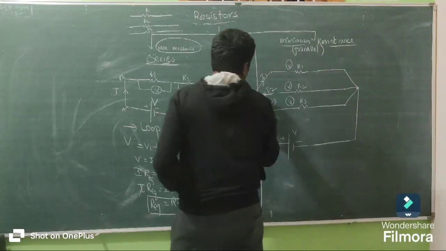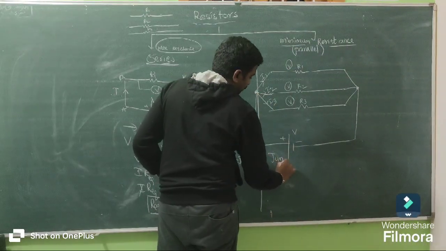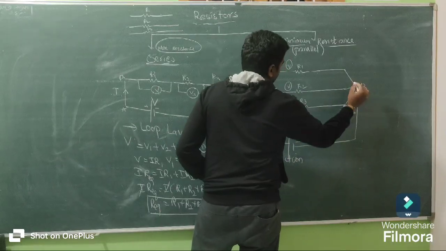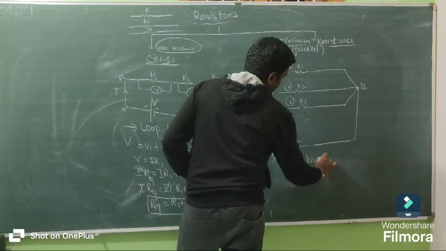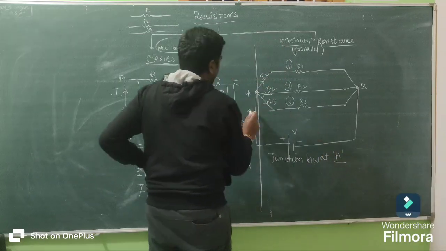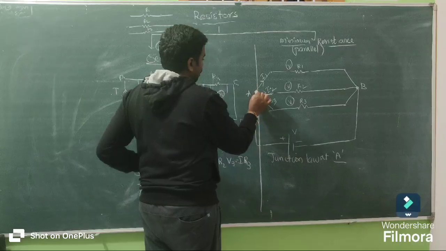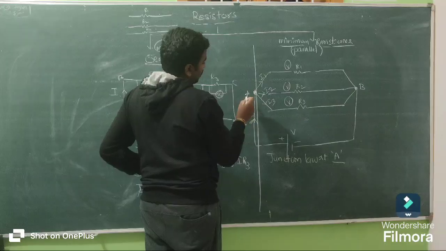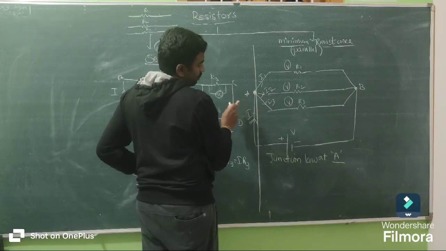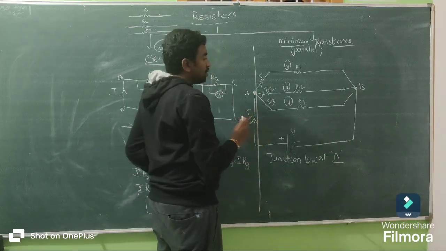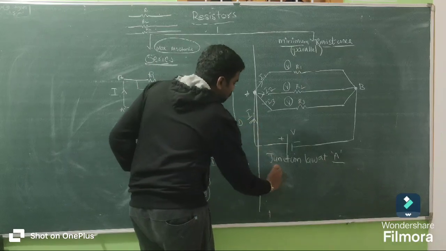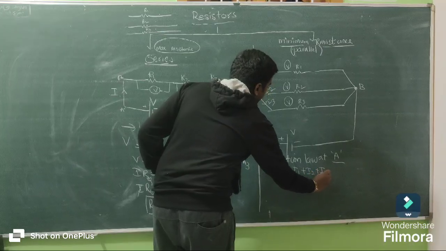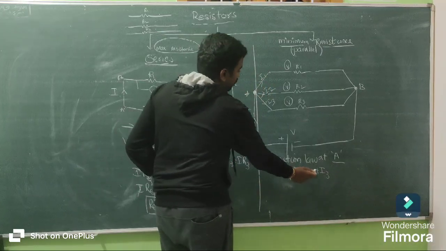So now we have to apply Kirchhoff's junction law at point A. Suppose I is the incoming current approaching A, and I1, I2, I3 are the currents leaving the junction. According to the junction law, the sum of incoming currents is equal to the sum of outgoing currents. I is equal to I1 plus I2 plus I3. I is the incoming current, I1, I2, I3 are leaving currents.